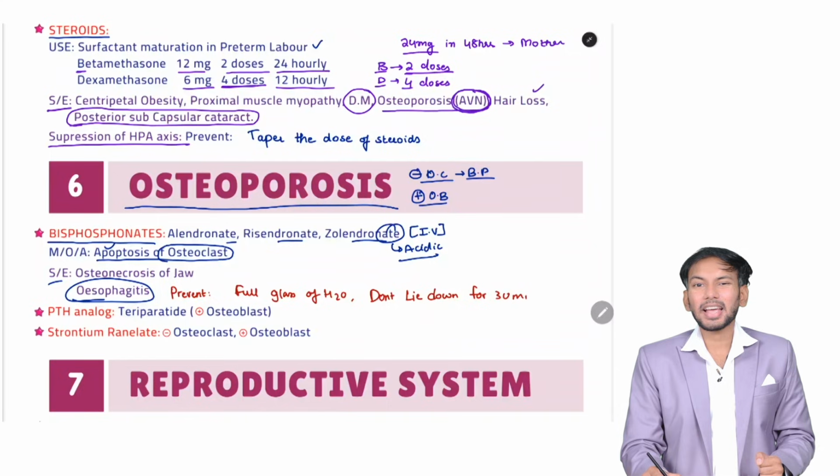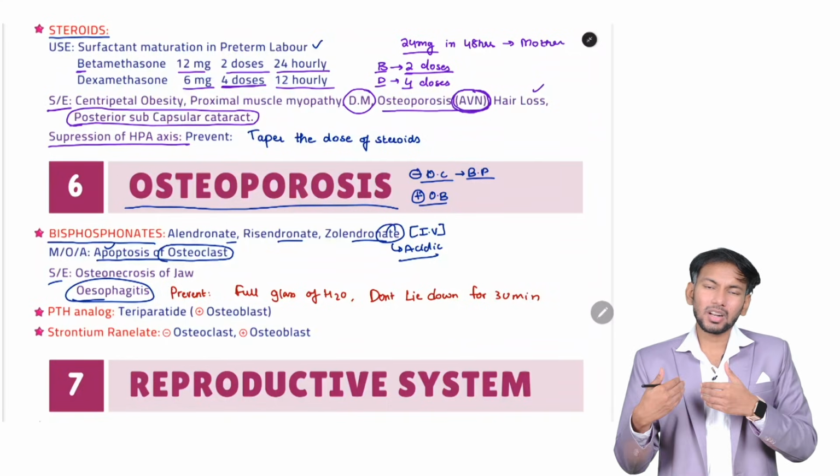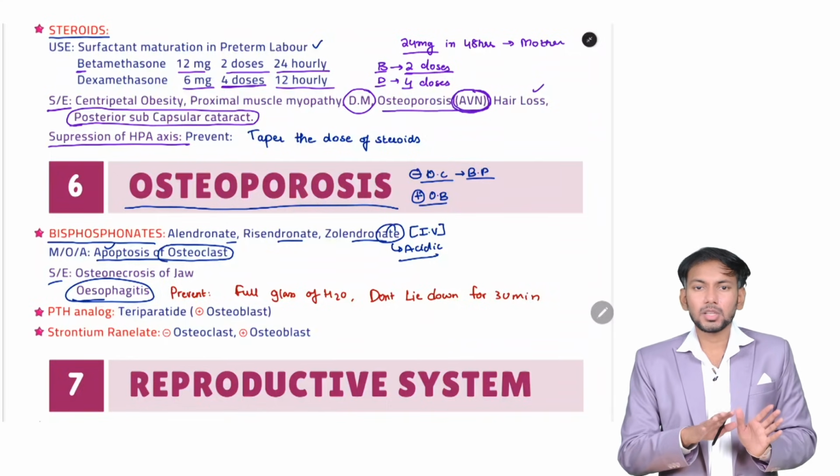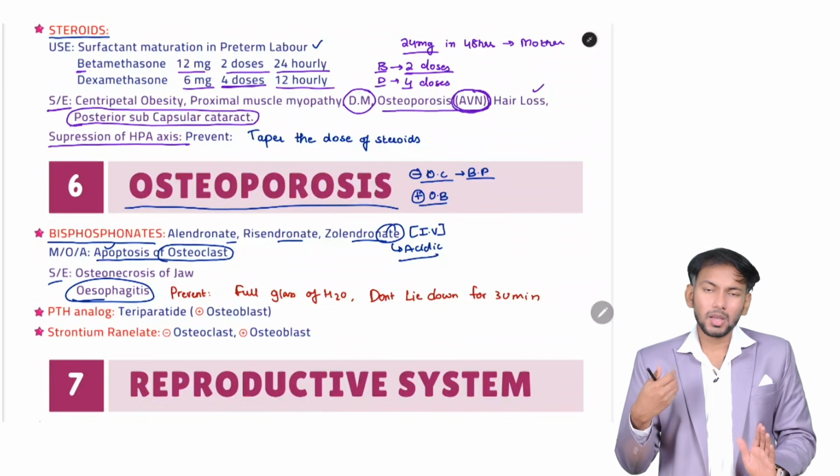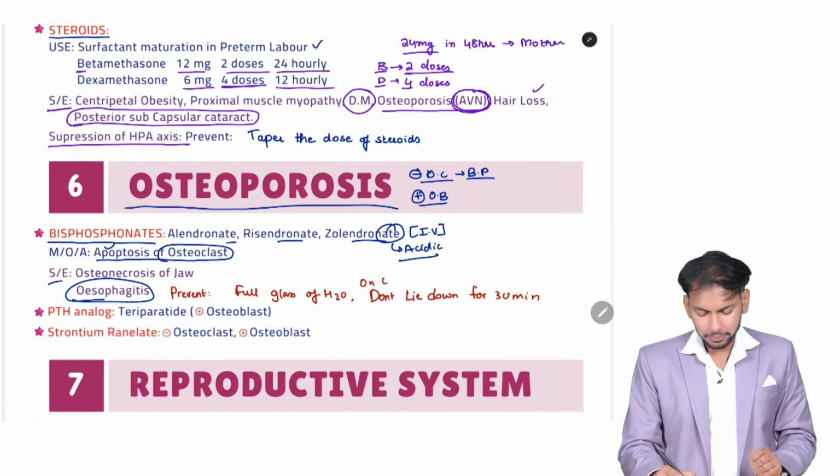Why? 30 minutes is the gastric emptying time. By 30 minutes, the drug might have passed from the stomach into the small intestine, so it will not come back. Yes, preferably on an empty stomach. If the patient is on an empty stomach, it would be even better.